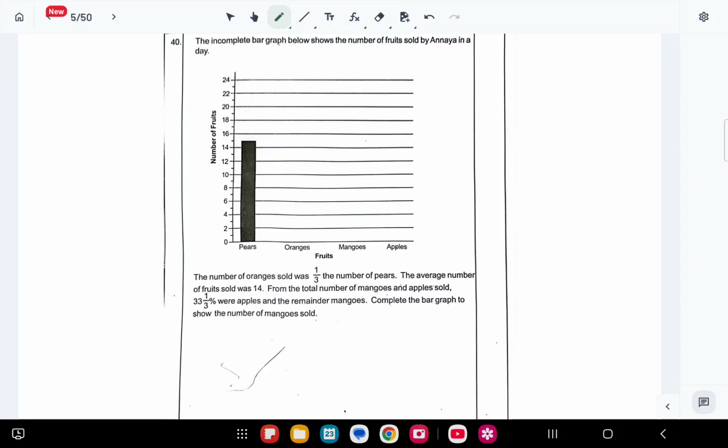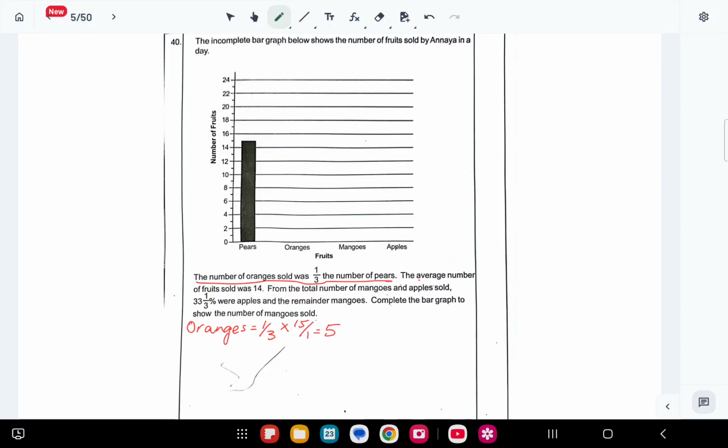So taking it part by part, because we have many unknowns here, let's start solving for the unknowns, the things that we don't know. So they said here now, the number of oranges sold was 1/3 the number of pears. So let's calculate for oranges first. So oranges is equal to 1/3 of pears. Pears was 15. So 1/3 of 15 is equal to 5. So we know 5 oranges were sold.